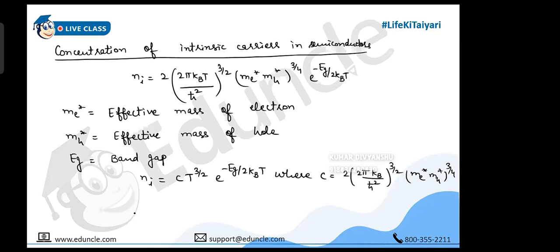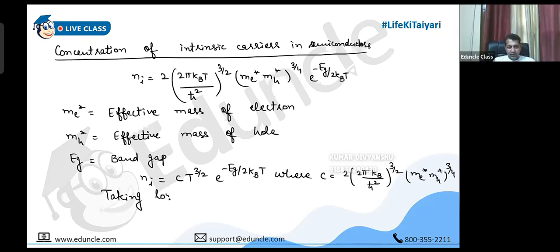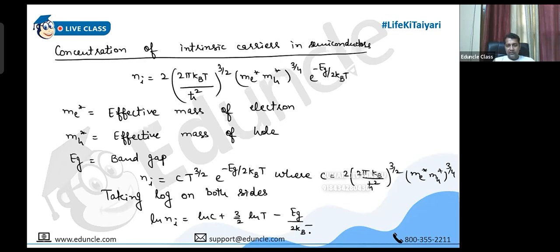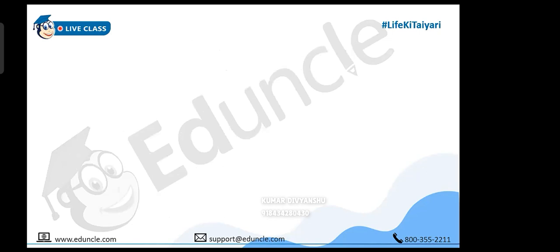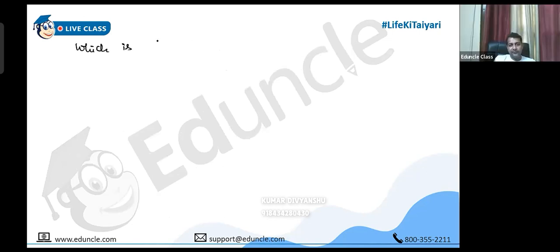Yes, sir. So the importance of this one is this: taking log on both sides. This equation is of which kind? Between log of n_i and temperature, what is this relation or behavior? A straight line, simply. So which is the equation of a straight line?